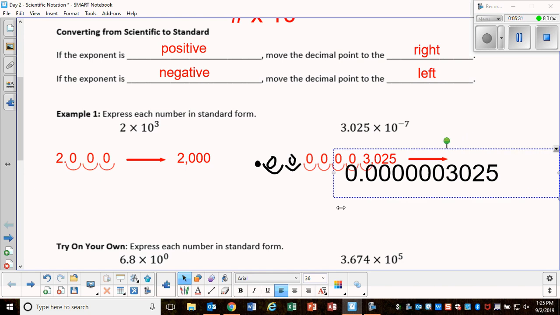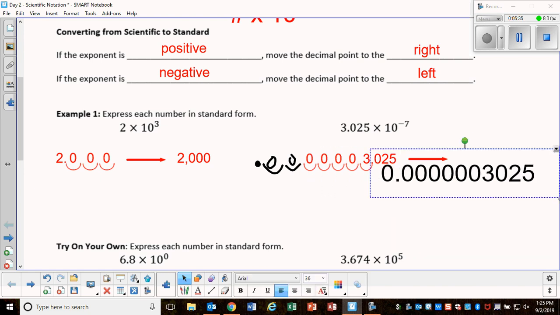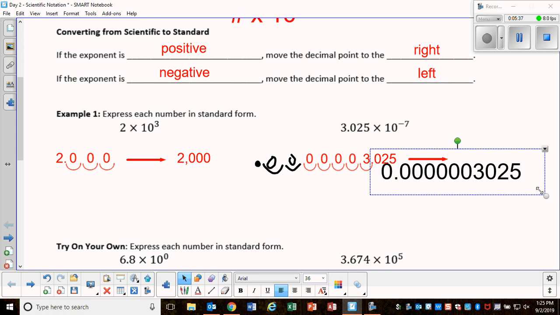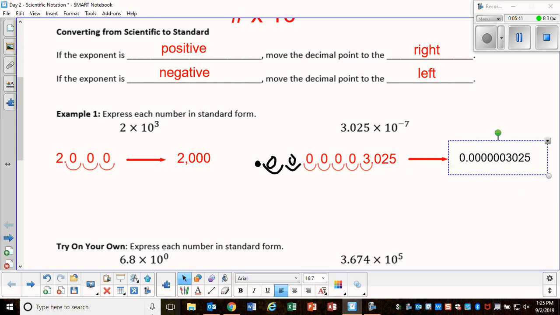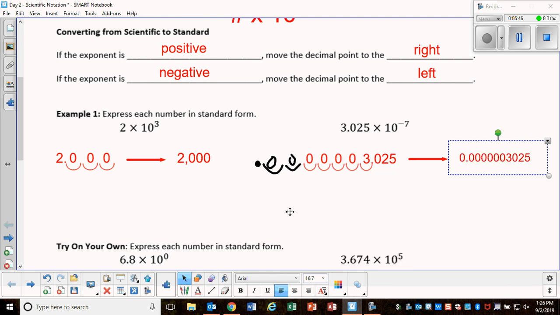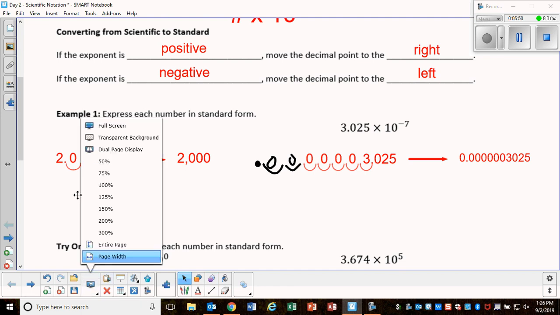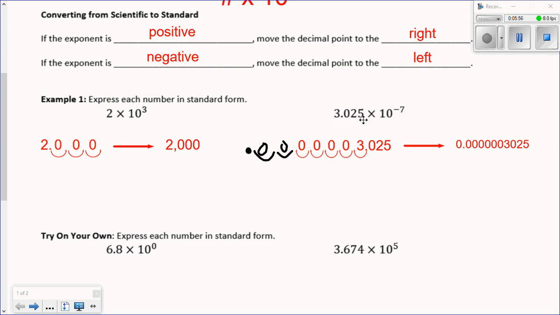It's a very long number, which is why we like scientific notation, right? It makes it a lot smaller and a lot easier to write. And I'm just going to fix it really quickly. There you go. So you can see 3.025 times 10 to the negative 7 is a lot easier than trying to write it out with all those zeros.